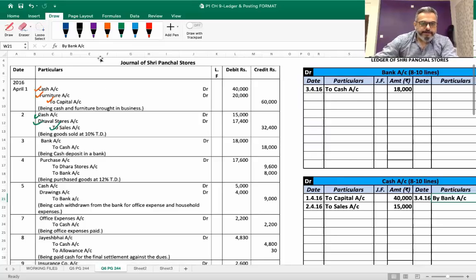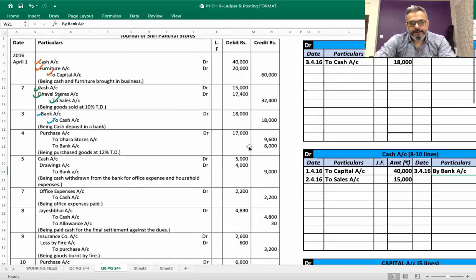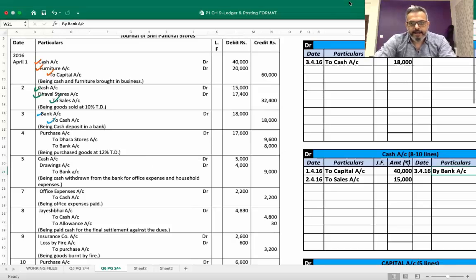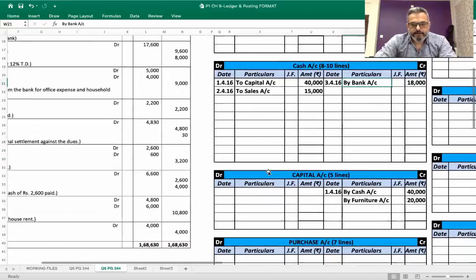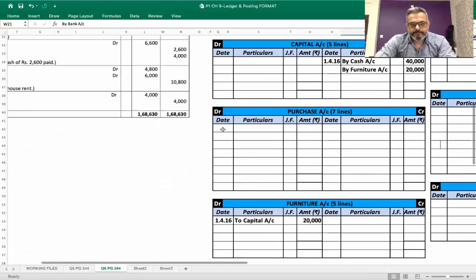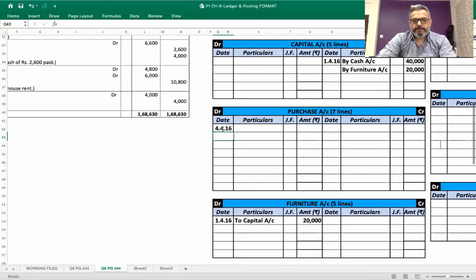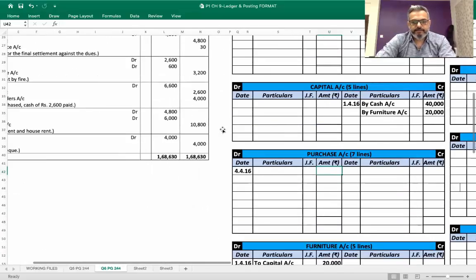Now third entry done. Let's mark it. Now fourth one. Purchase account debit 17,600 to Dhara stores account 9,600 and to bank account 8,000. So purchase account debit side 17,600. Locate purchase account. Date is 4/4/2016. Purchase account debit side 17,600.